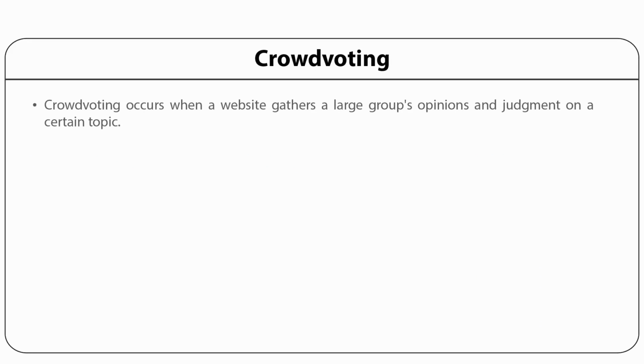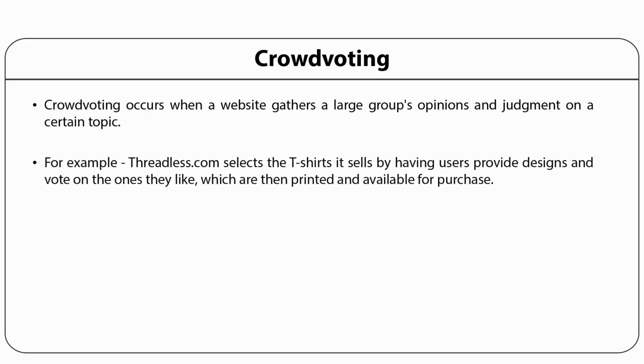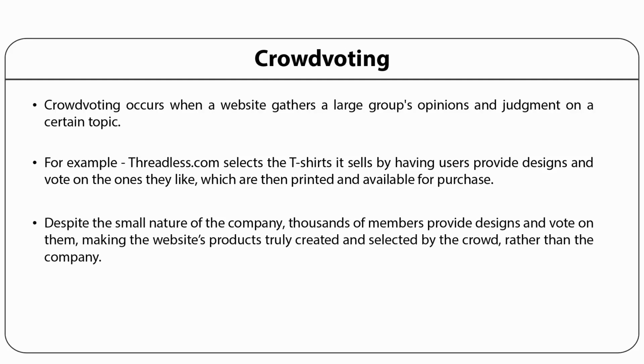Crowd voting occurs when a website gathers a large group's opinion and judgment on a certain topic. We have some examples like threadless.com. The site selects the t-shirts it sells by having users provide designs and vote on the ones they like, which are then printed and available for purchase. Despite the small nature of the company, thousands of members provide designs and vote on them, making the website's products truly created and selected by the crowd rather than the company.